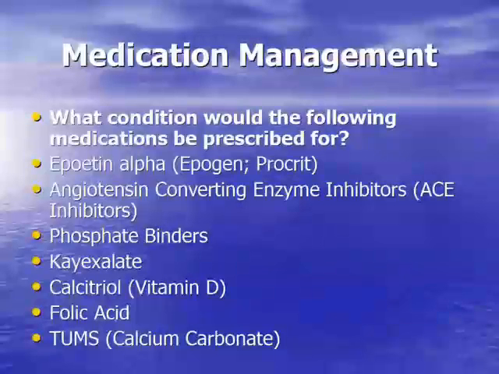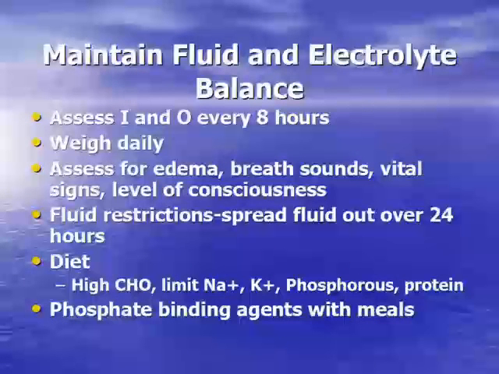So remember, there's always that risk of GI bleeding due to stress on the body, so they may also need to be on medications such as Prilosec or Zantac for the potential risk of GI bleeding. It's important to also maintain fluid and electrolyte balances, so look at the I and O balance, make sure the patient is weighed daily, assess for edema, breath sounds, vital signs, and LOC to check for changes with electrolytes and fluids there. And patients are typically put on fluid restrictions.